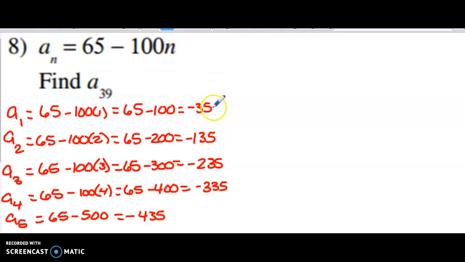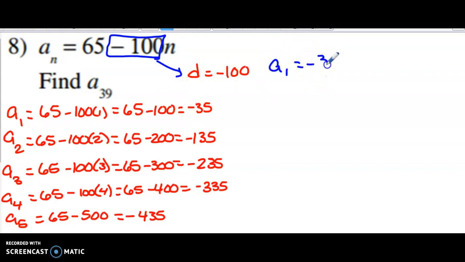So what did I do each time? I subtracted 100. Okay, so my common difference is negative 100. So I want you to go back and let's look at our formula. Look right here. Whatever's multiplied by that n in our formula, that's going to be our common difference. We know that our a sub 1 in this case is a negative 35.